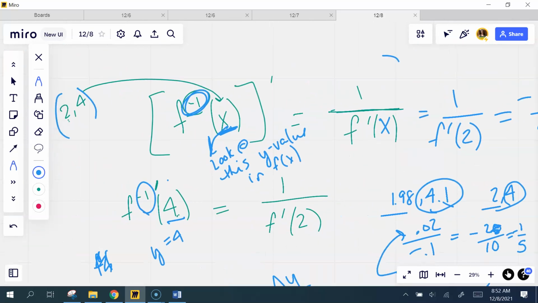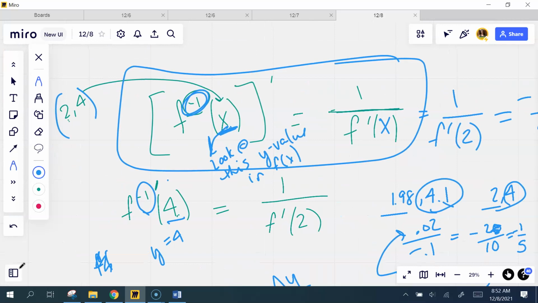But this is the formula you write down somewhere because that does show up. If you know that little formula, then it's a quick one. For the inverse of a value, you look at the y for that value in the table or whatever it is. You find the y in f for that value, find the x that corresponds to it, and then take the reciprocal of the derivative at that x.